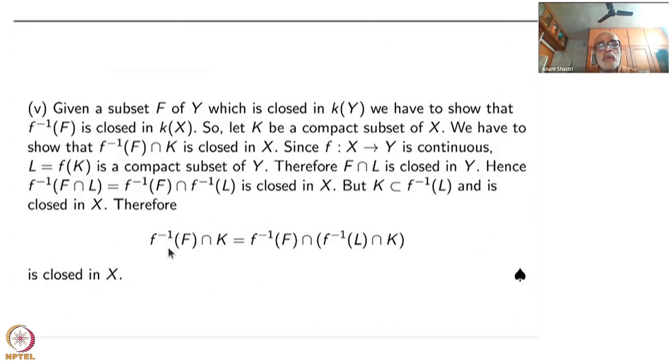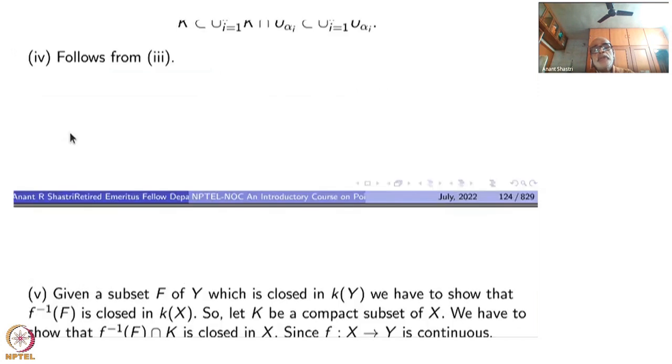Therefore, f inverse of F intersection just K is the same thing as f inverse of F intersection f inverse of L, which you intersect with K further. This set is nothing but K. This is already closed, therefore this intersection with K is closed in K. So that is a closed subset, which is what we wanted to show. That completes the proof of this lemma.